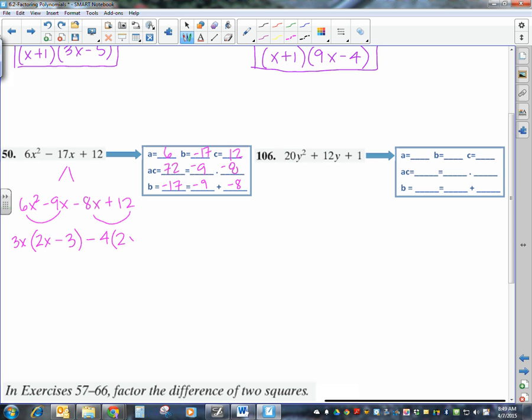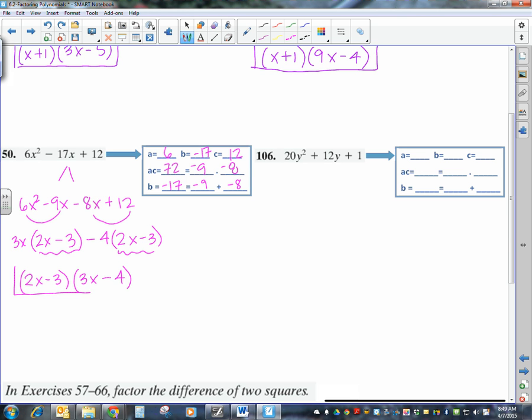And I'm going to go ahead and write that factor, and then I check it. 4 times 2x is 8x. 4 and negative 3 is negative 12, because that's a negative 4. So we're good. There is your common factor. Take out 2x minus 3. And I'm left with 3x minus 4.